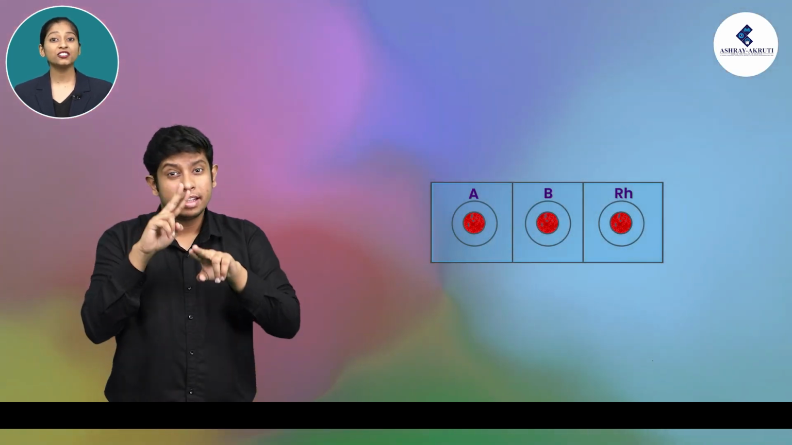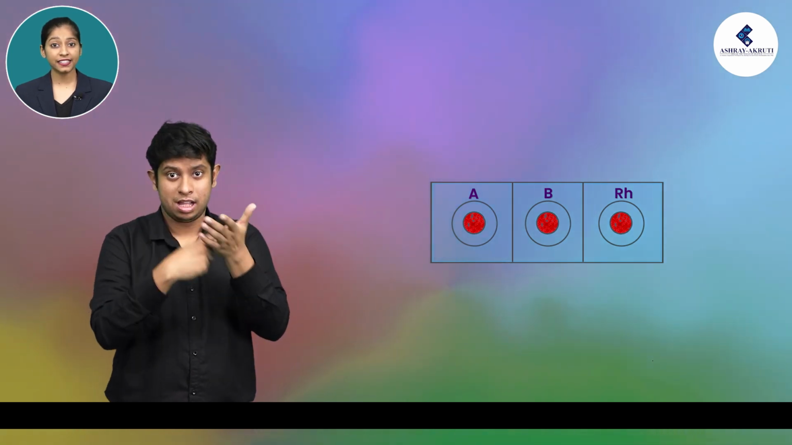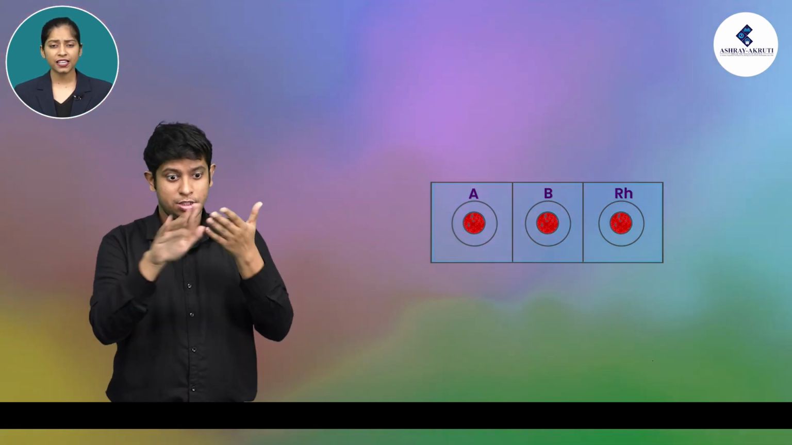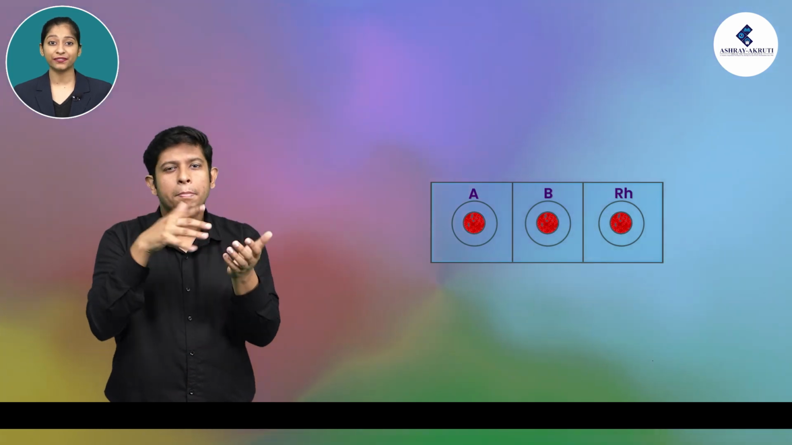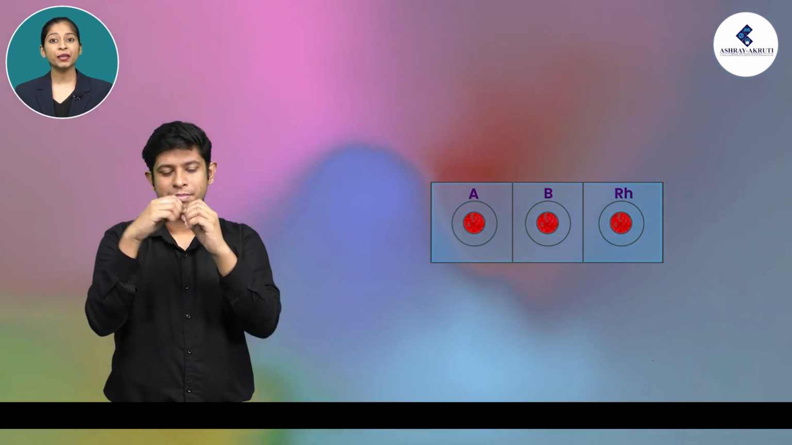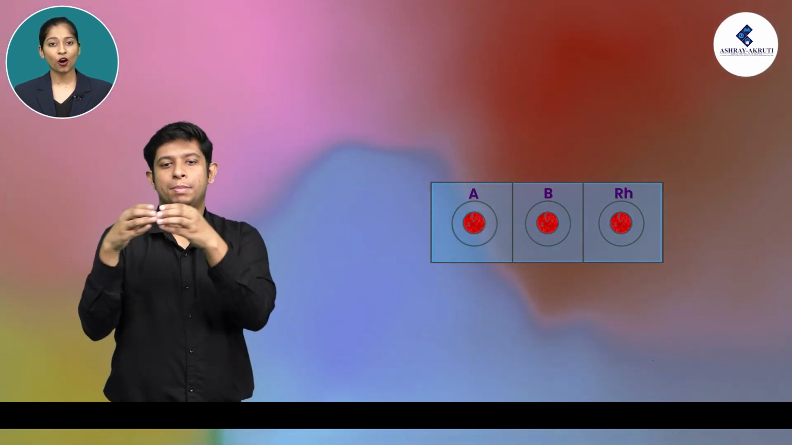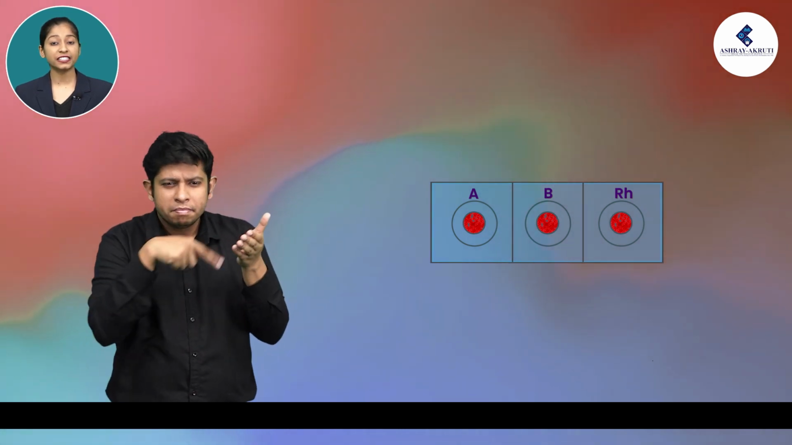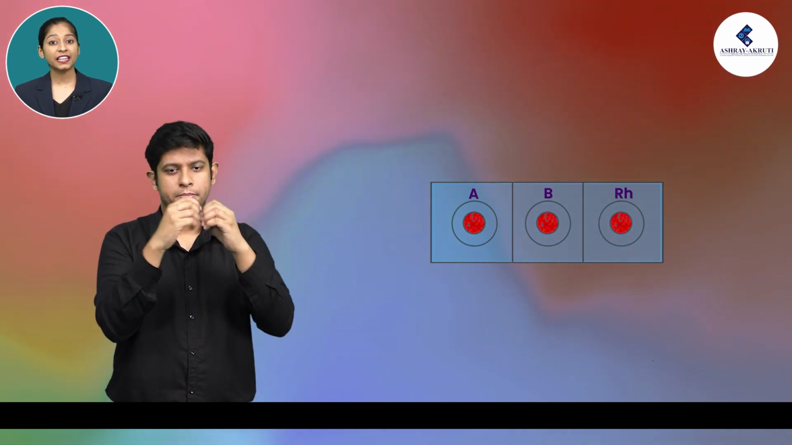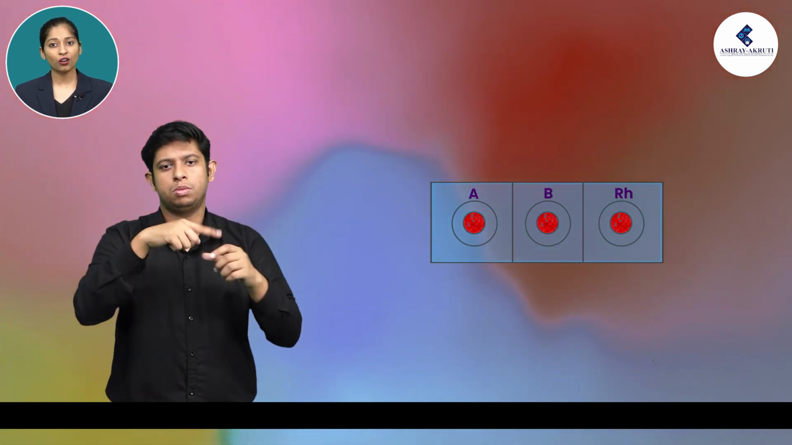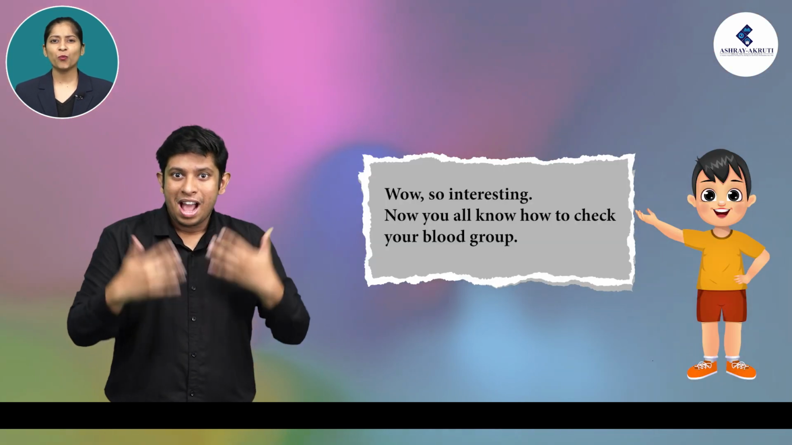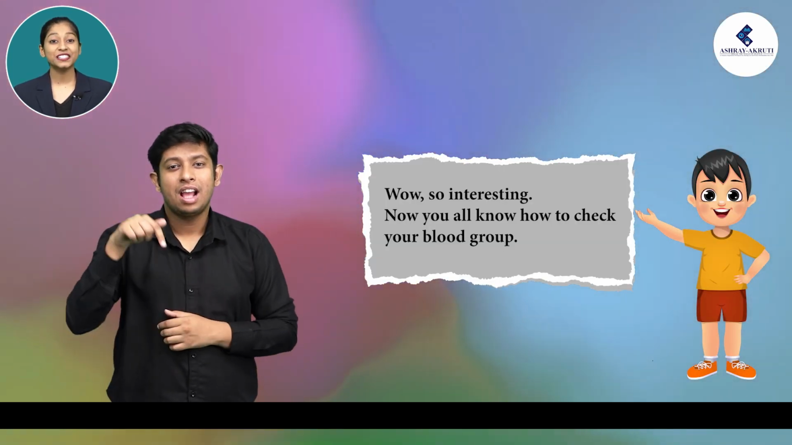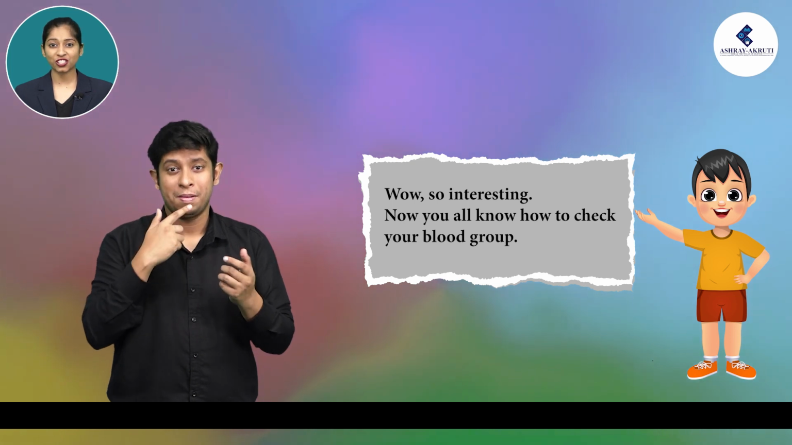Note: if agglutination occurs in the anti-RHD serum, the Rh factor is positive. Example: blood group A positive, B positive, AB positive or O positive. And if it does not, the Rh factor is negative. Example: A negative, B negative, AB negative or O negative. Wow, so interesting. Now you all know how to check your blood group.